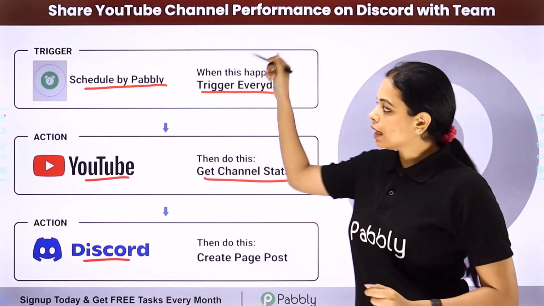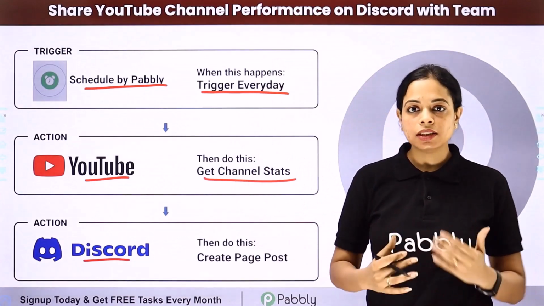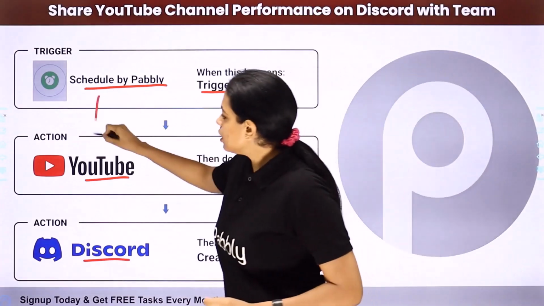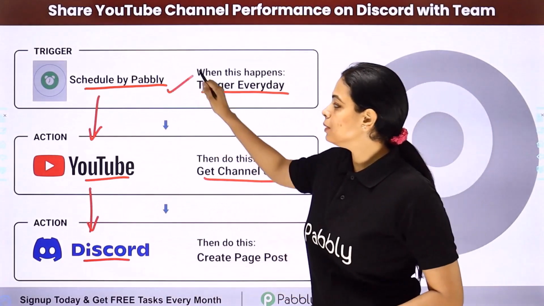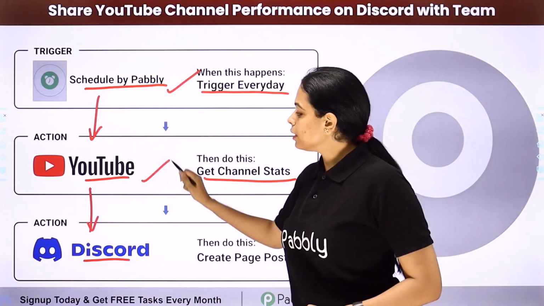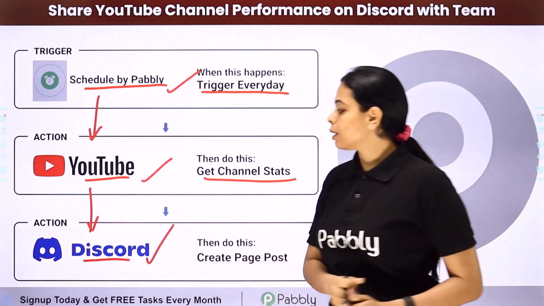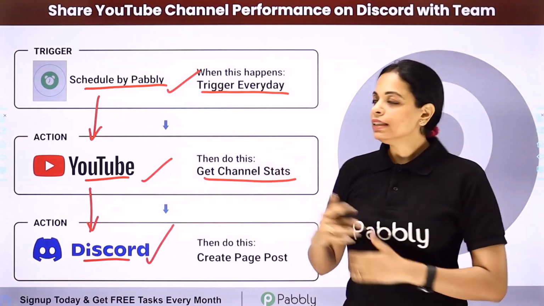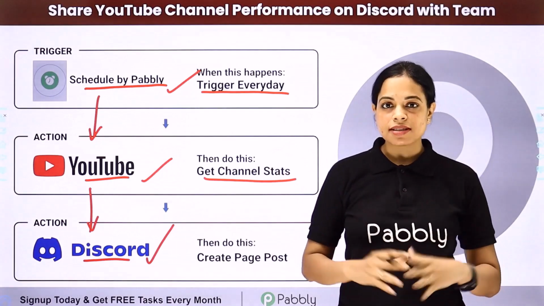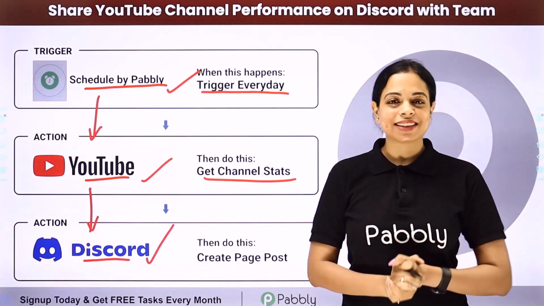Now, how can this entire thing be automated and integrated? You will have to do the same with the help of Pabbly Connect, where your trigger application will be Schedule, then your action application will be YouTube, and the second action application will be Discord. Now, how can you do this yourself, integrate and automate this entire process? To understand that, let me take you to my screen.